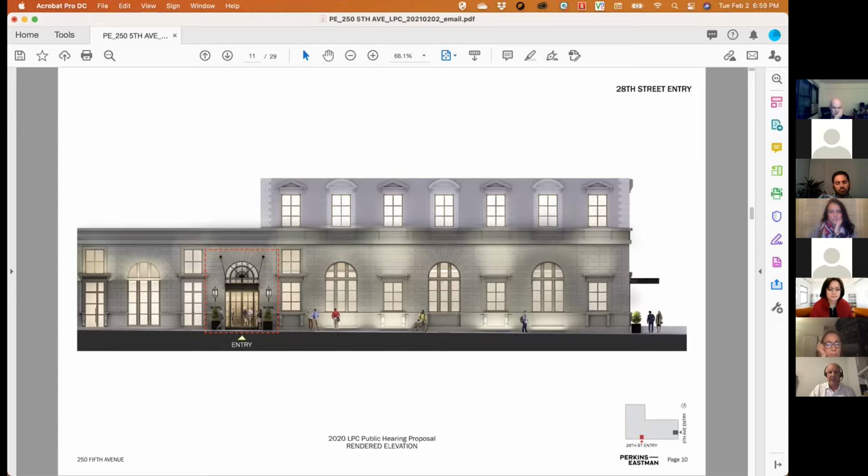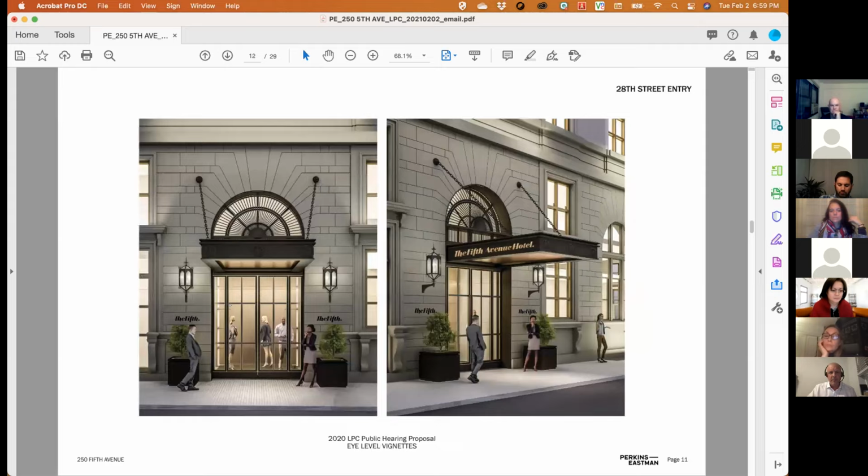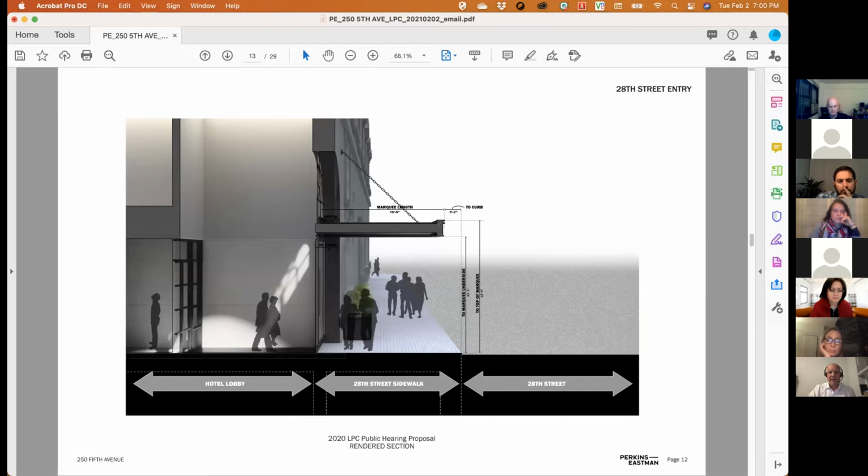We presented this, I think, in 2016, but this is the new proposed entrance. And as you can see, what we had presented originally to community board as well as to Landmarks was not quite as elegant as what we're proposing now. And then this is a rendering of the entrance on 28th Street, very clean, very simple, and fitting within the opening. And a section shows how far out the canopy would come. The canopy would come out as far as the previous two canopies did, and then have the tiebacks with the two chains.